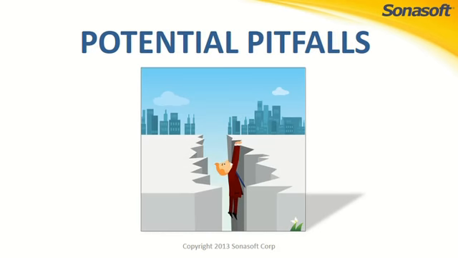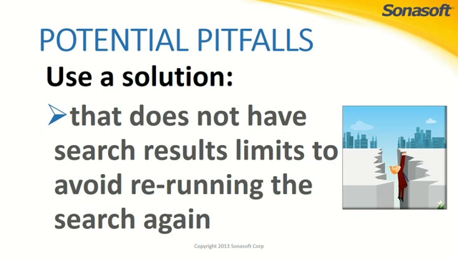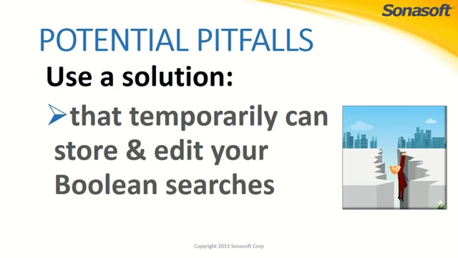So potential pitfalls or things to watch out for is to make sure and use a solution that breaks up the databases so your searches remain fast for the whole time that you have that archiving solution, whether it be 3 or 10 years. Also, purchase a solution that does not have search results limits, so you don't have to keep rerunning the searches over and over again. And make sure you have the ability to temporarily store and edit your Boolean searches.